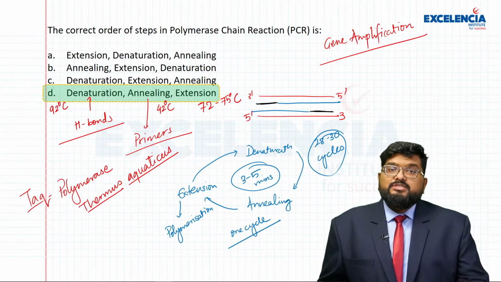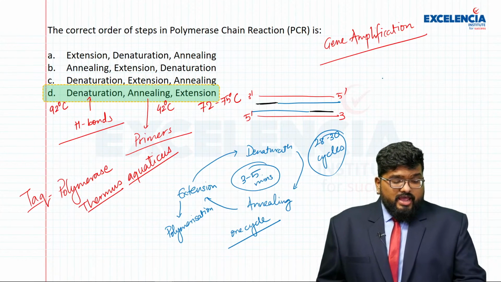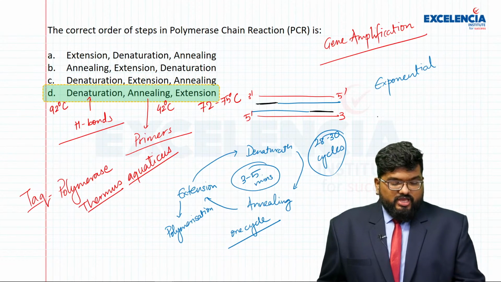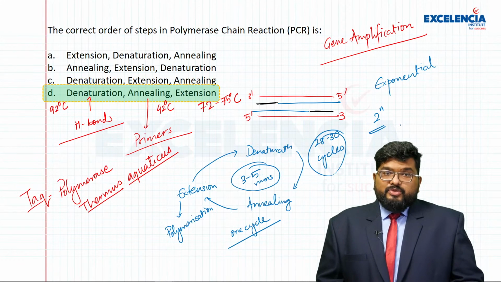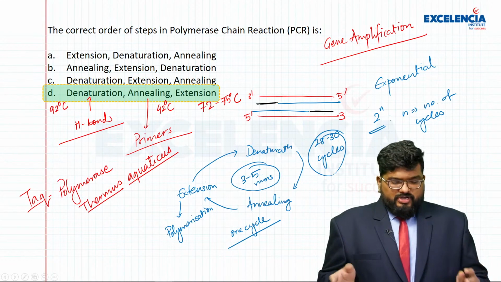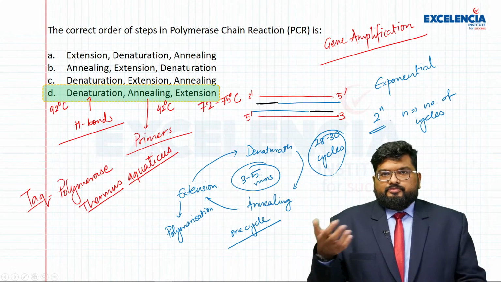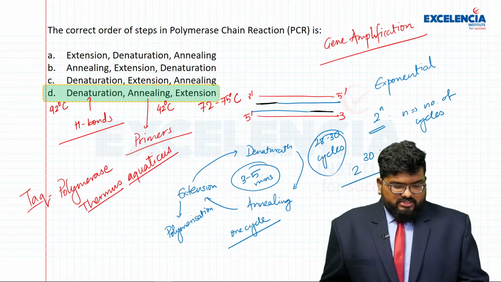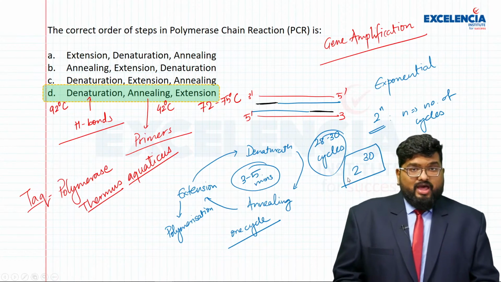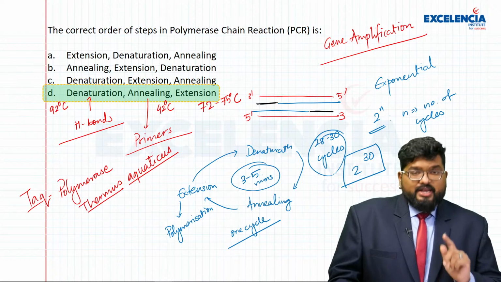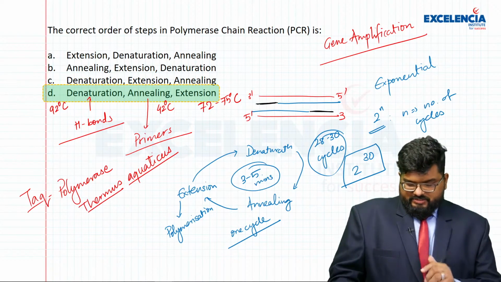Remember that PCR is responsible for exponential amplification of DNA. Okay, when we talk about exponential amplification, you can use the formula 2 raised to n, where n is the number of cycles. Yeah, remember that. So if you are carrying out PCR for, let's say, 30 cycles, then 2 raised to 30, you can do the math and find out how many DNA molecules you have. Okay, so that was question number 1. Any doubt with PCR? Not yet.